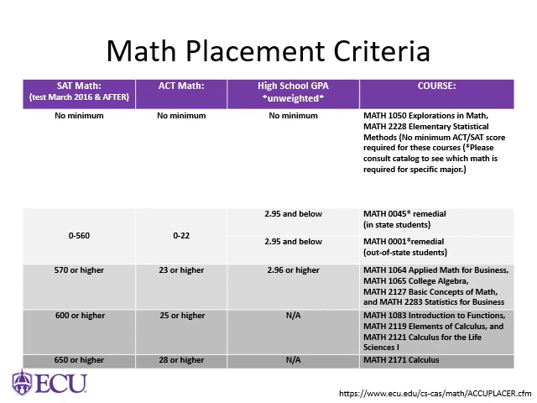Remedial math is for students who hope to enter into a science or math-based major and who have an SAT math score of 560 or below, or an ACT math score of 22 or below, or a high school unweighted GPA of 2.95 or below.